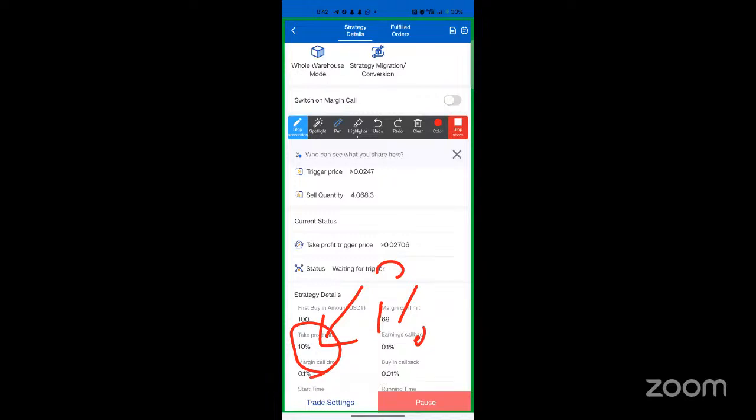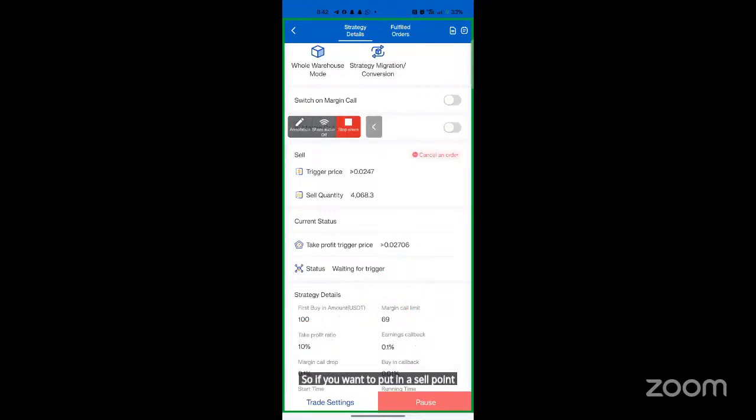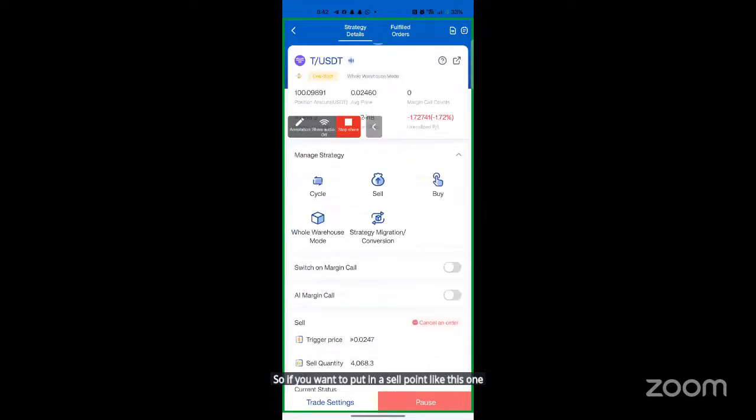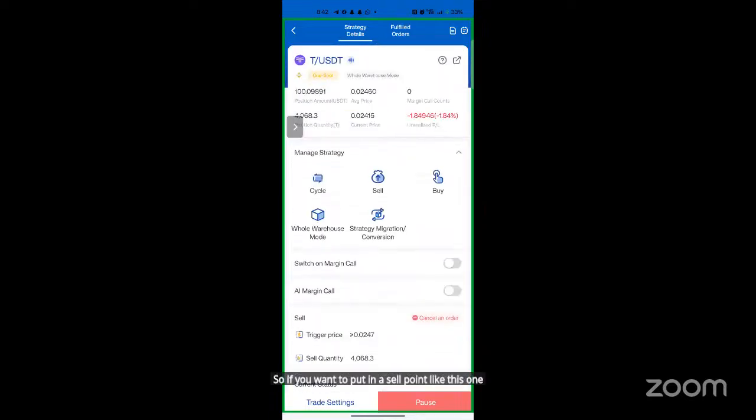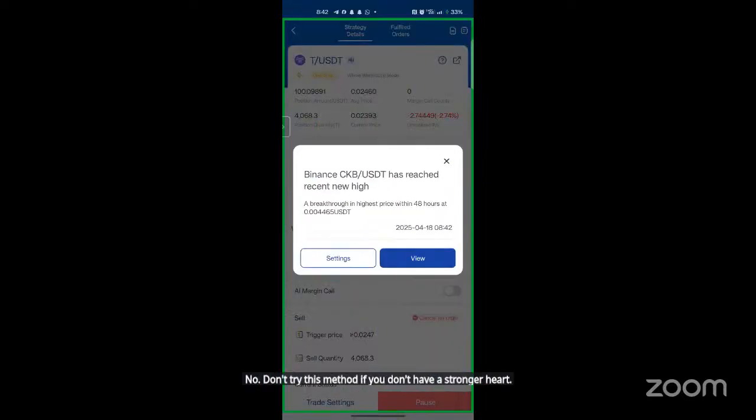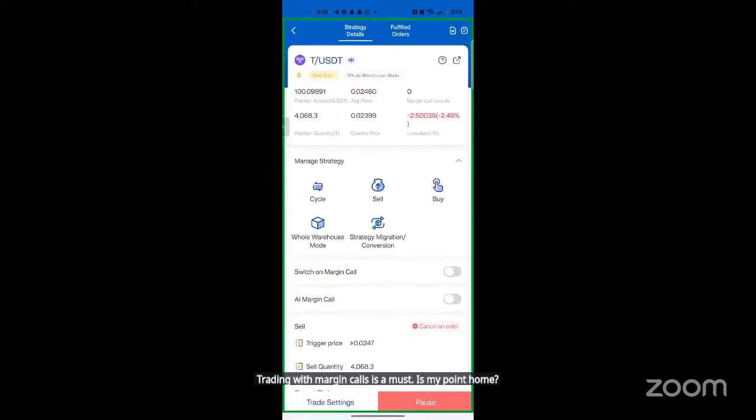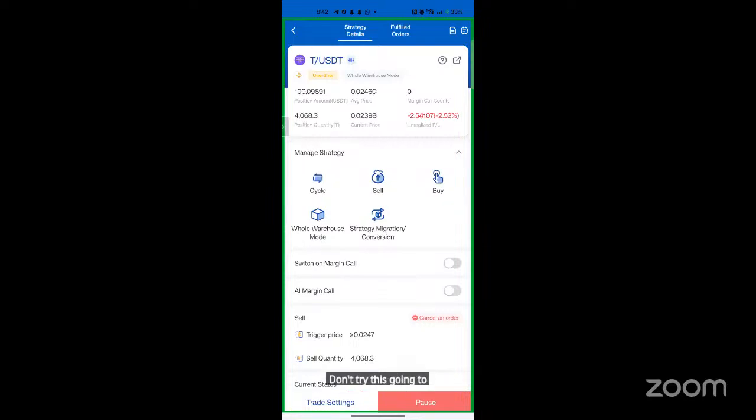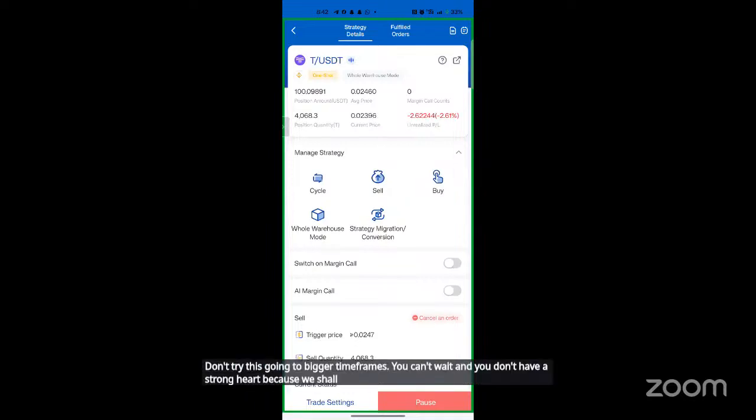So if you want to put in a sell point like this one, now, don't try this method if you don't have a strong heart. Trading with margin calls is a must. Don't try this going to bigger time frames if you can't wait and you don't have a strong heart, because we shall find you killing yourself.